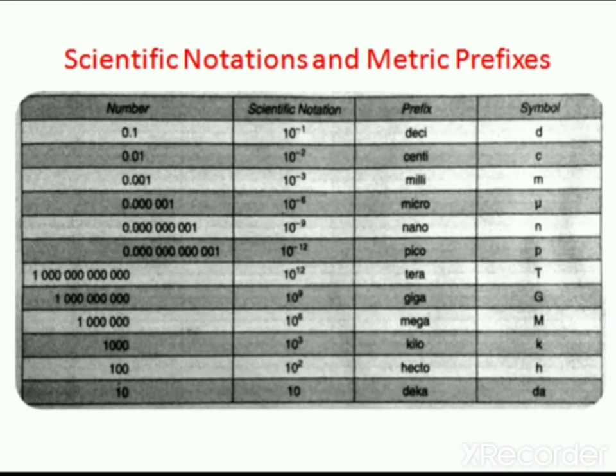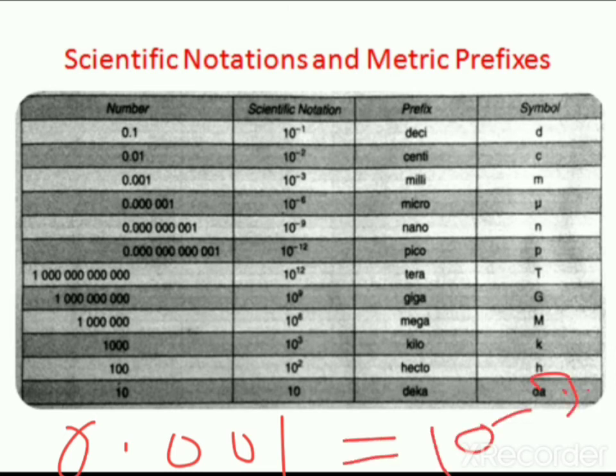Next is scientific notations and metric prefixes. The number multiplied by 10 raised to power can be easily written to denote very small or very large numbers, such as 0.001 we can write as 10 raised to minus 3. This form of representation is called as a scientific notation.